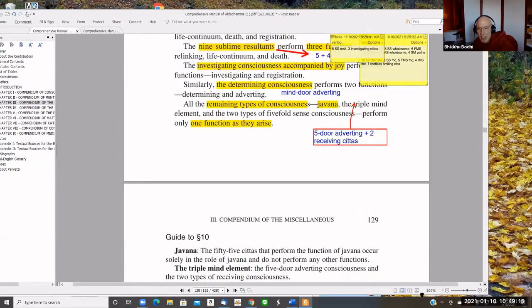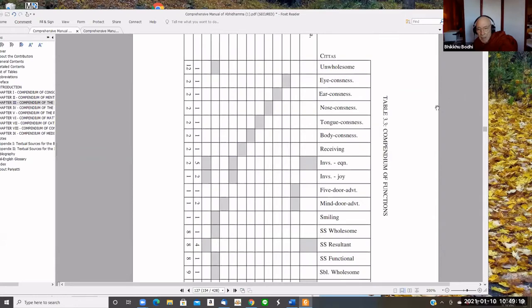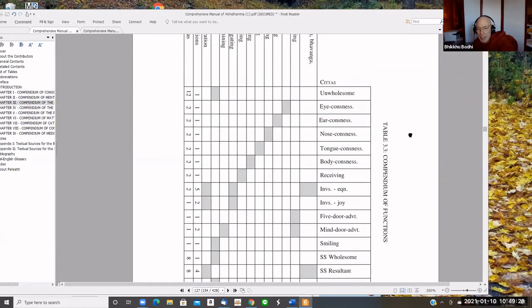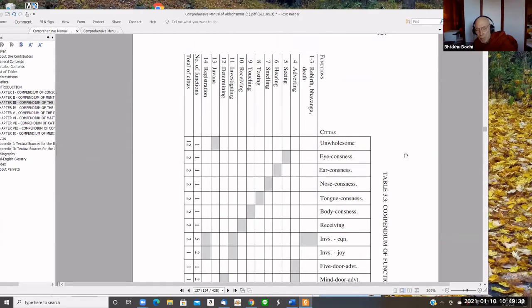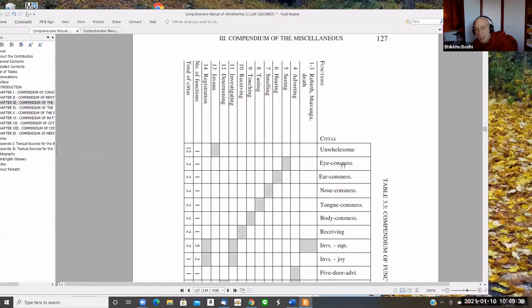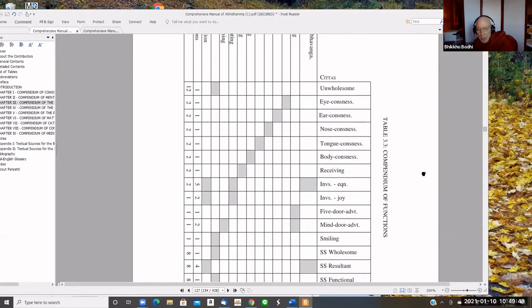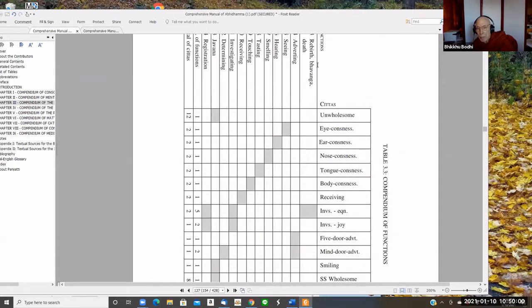And then we have all of this as illustrated in this table here, the table, the compendium of functions. So if you look up a particular citta, then you can see which functions it performs. So for example, I take eye consciousness. I want to find what is the function of eye consciousness. And I look down this row and I see only the function of seeing, no other function. But suppose I take the investigating citta accompanied by equanimity and I look down the row, then I see it has the three functions, rebirth, bhavanga, and death, and the function of investigating and the function of registration. So that has five functions.